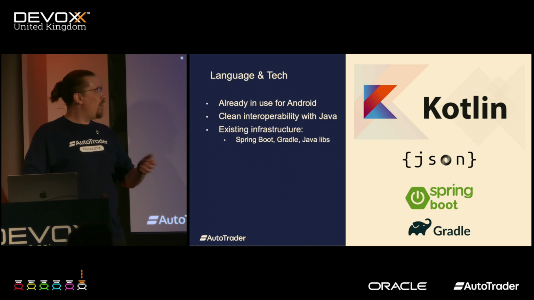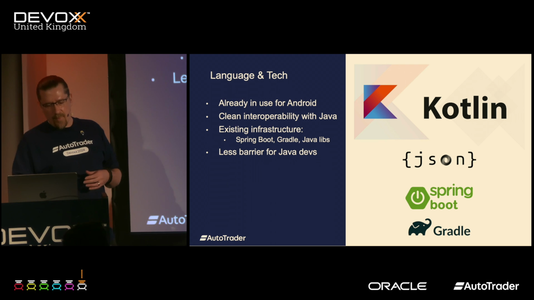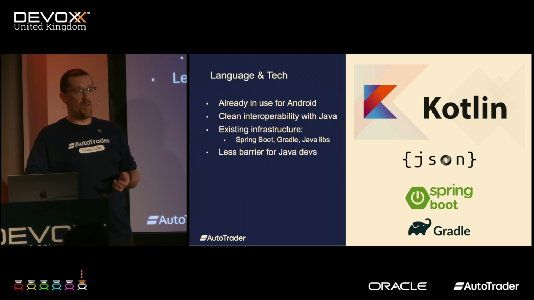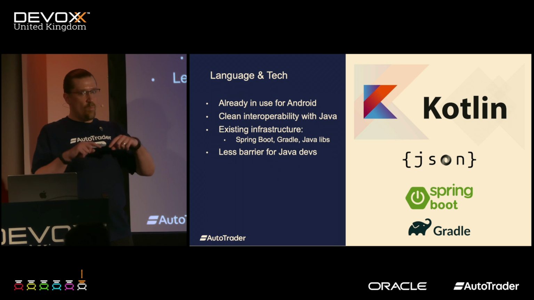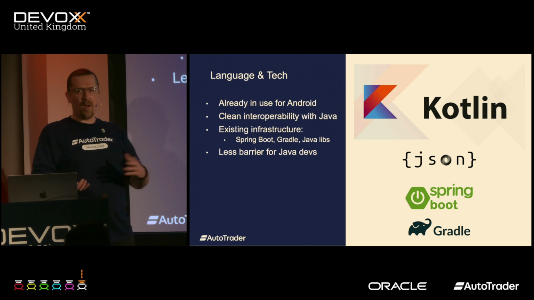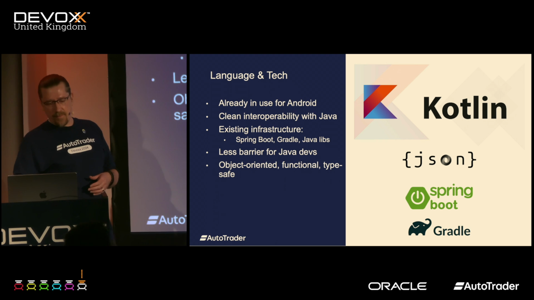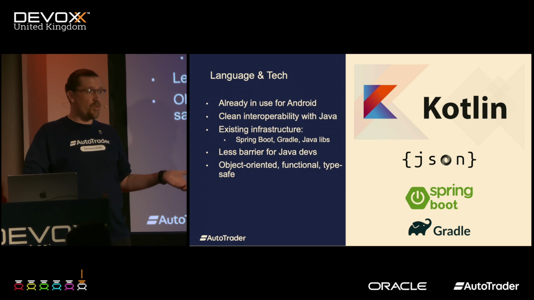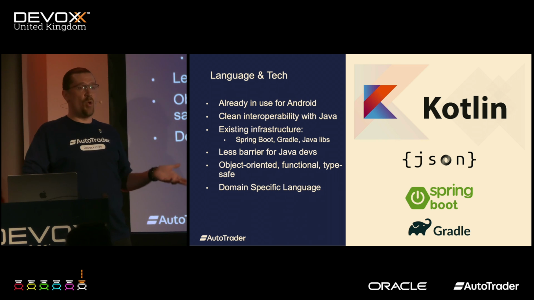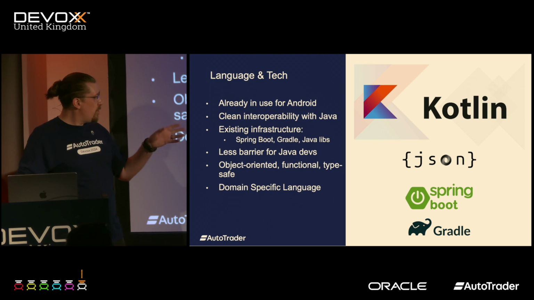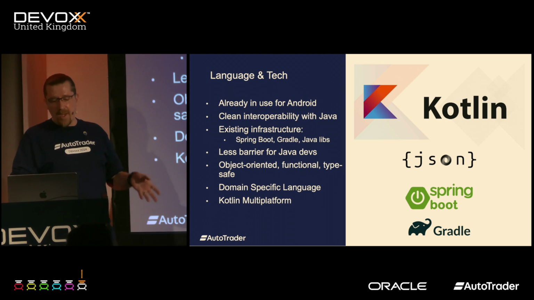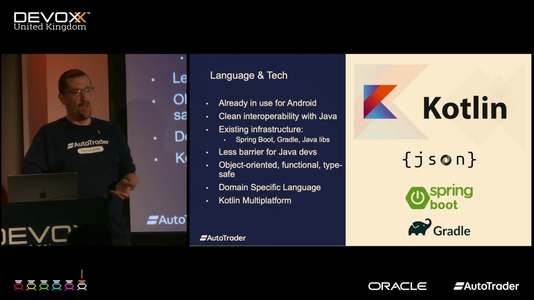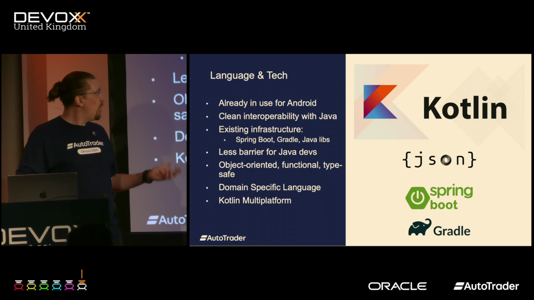So we can do things like build a Spring Boot server and use Gradle, so we don't have to have a new technology for the app processes. And it's less of a barrier for the other Java devs, and the whole idea is getting more of the business involved in making apps, so why not make it easier for them? It's object-oriented, functional and type-safe, so we get some cool functional stuff, like making a domain-specific language, or DSL, which we'll talk about in a bit. And we get things like Kotlin Multiplatform, so we can do Java, but also JavaScript and a number of other things with it.